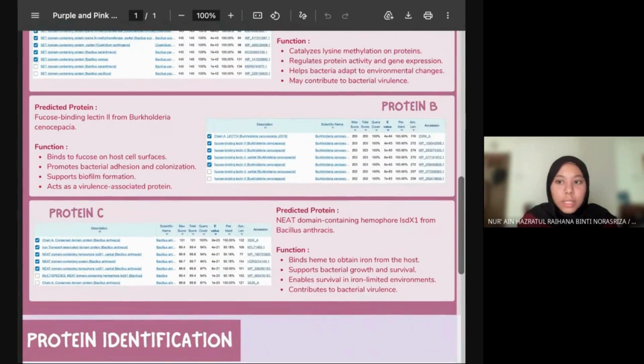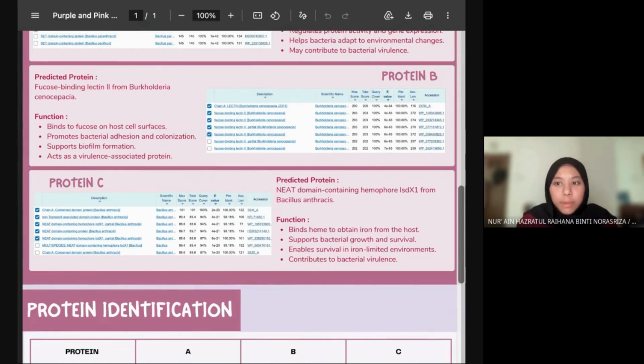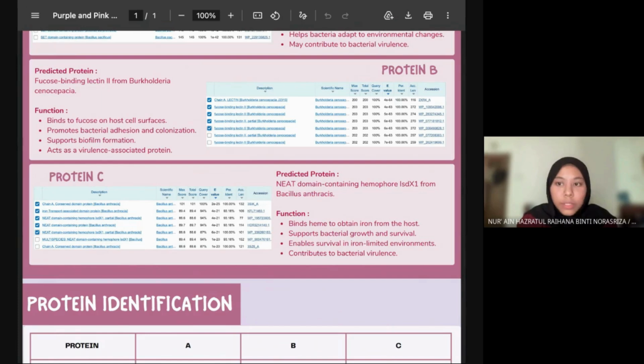Finally, protein C matched the NEAT domain-containing heme-binding protein IsdX1 from Bacillus anthracis with 100% identity. This protein plays an important role in acquiring iron from the host, which is essential for bacterial survival and virulence.